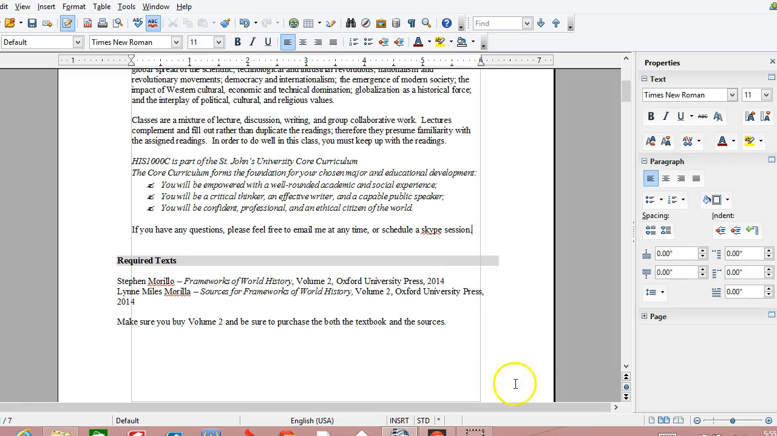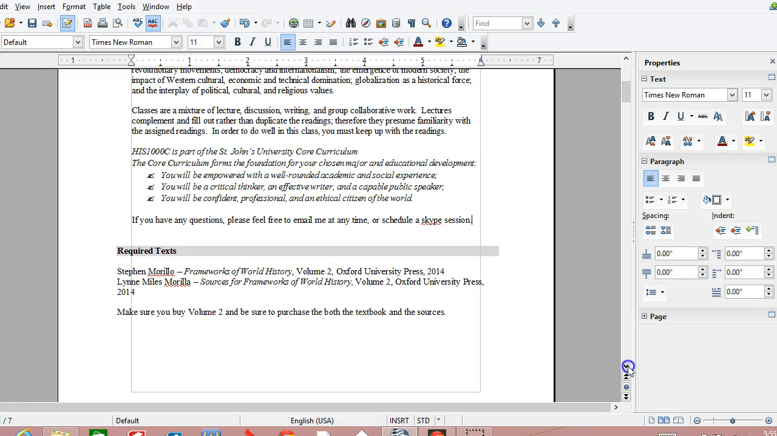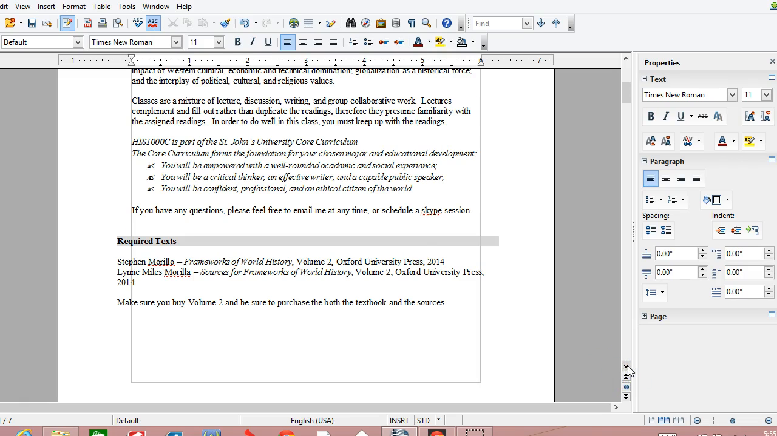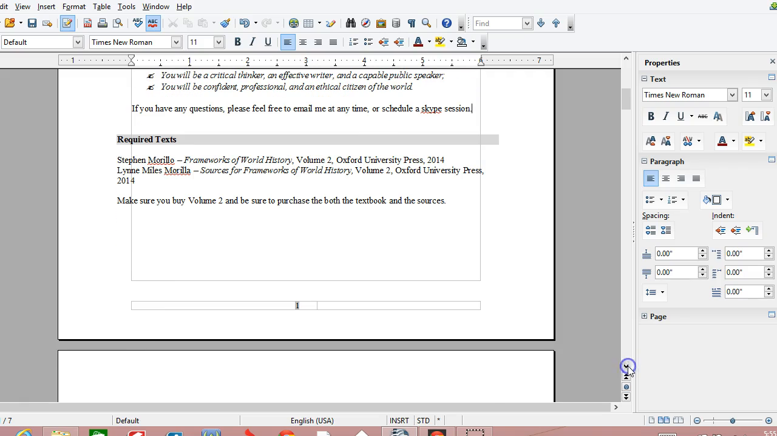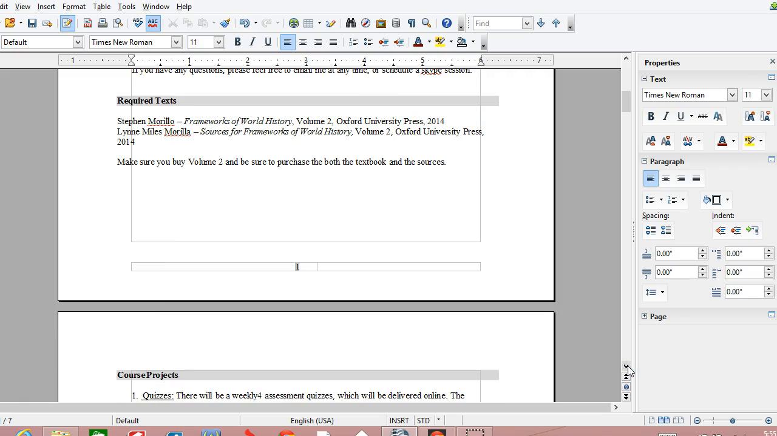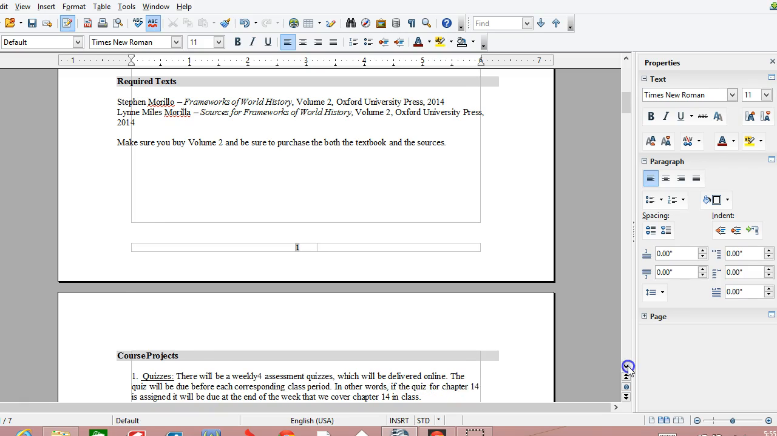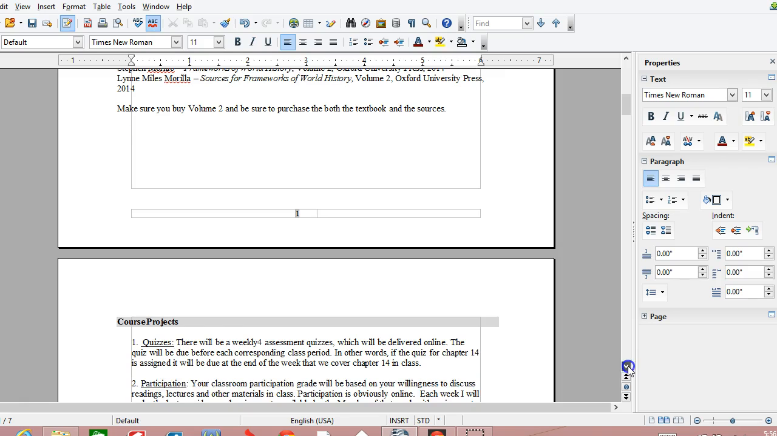There's 2 books for the course. Stephen Murillo's Frameworks of World History, Volume 2, and Lynn Miles Murillo, Sources for World History, Volume 2. These should be available as a course pack in the university shop, or you can get them on Amazon quite cheaply, especially if you get them used. Of the 2, we'll be using the Frameworks textbook the most, but we will be using the source book as a supplement, so it's worth picking up.